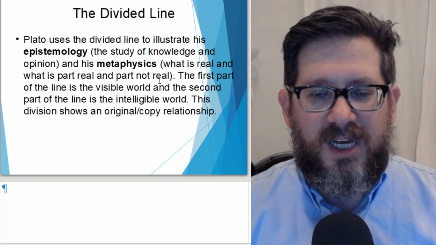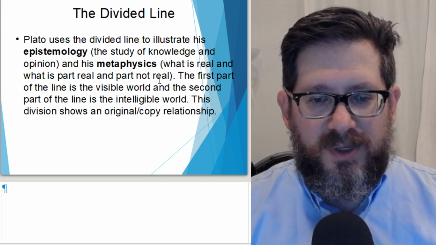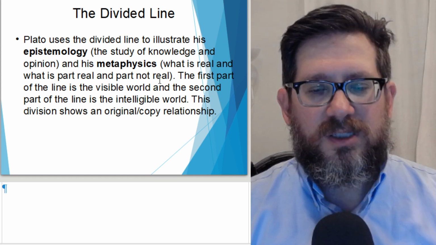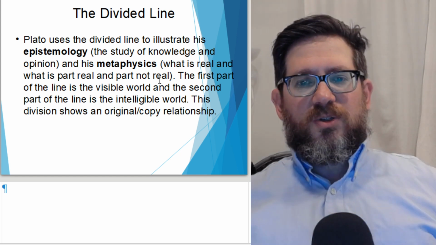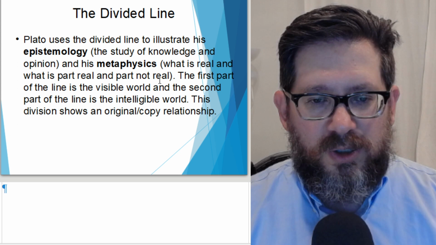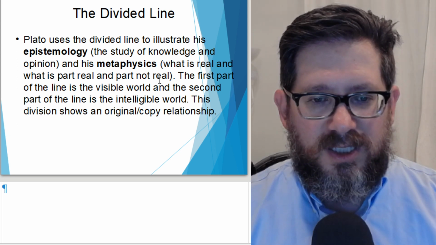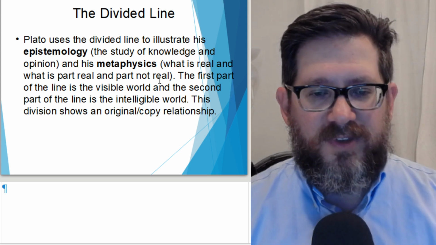You have to figure out what size the length of that line signifies, and then that will help us to decide which part is the larger side and which part is the smaller side. Regardless, the two sides have a relationship, right? An original copy relationship, where the intelligible world is the original and the copy is in the visible world.